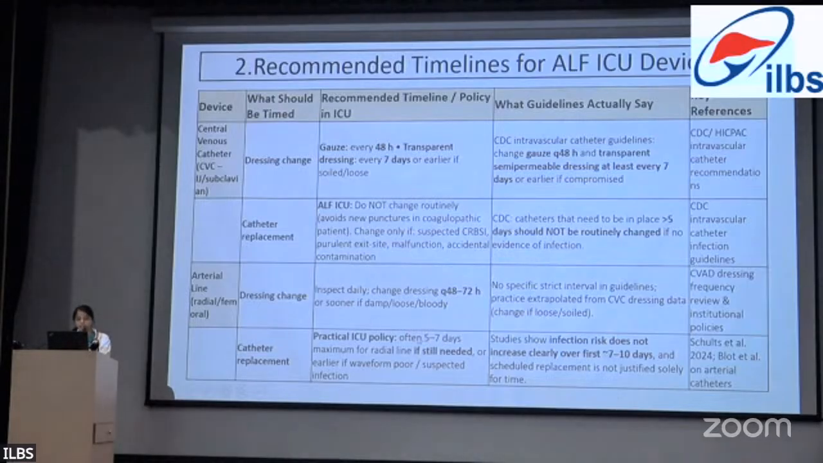Catheter replacement should be done. Often, practical ICU policy is 5 to 7 days maximum for a radial line if still needed, or earlier if the waveform is poor or there is suspected infection. Studies show infection risk does not increase clearly over the first 7 to 10 days.